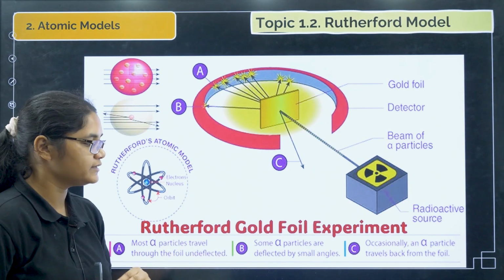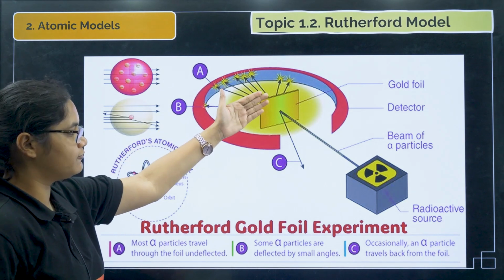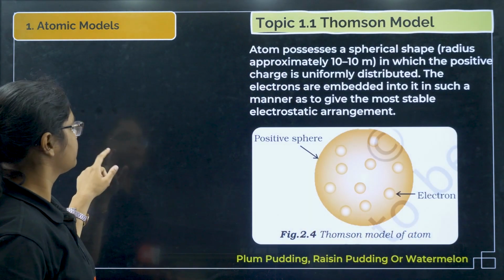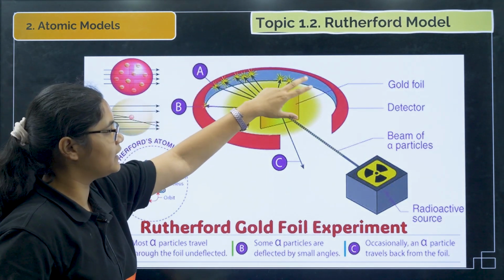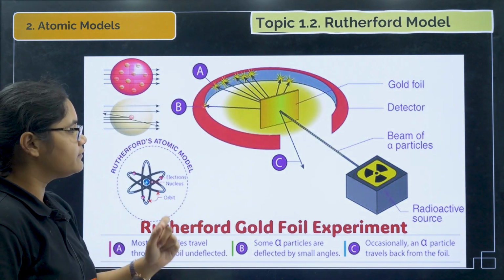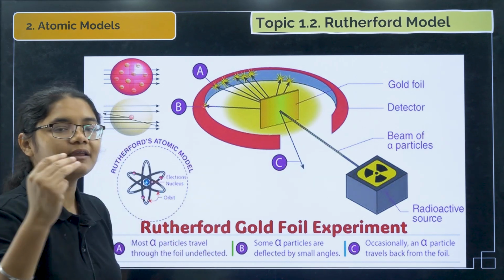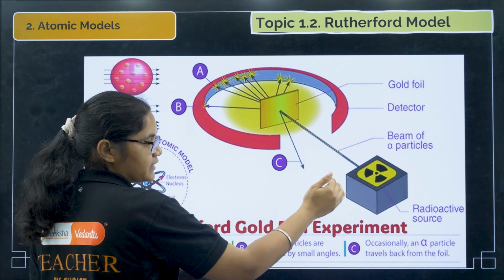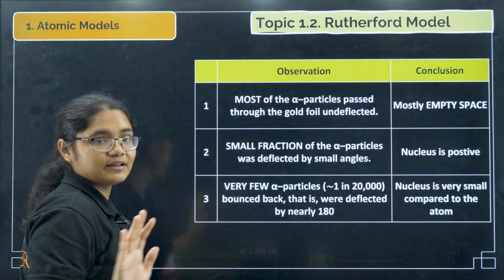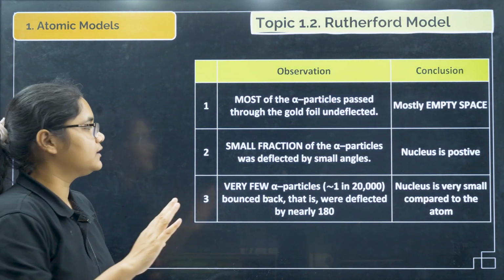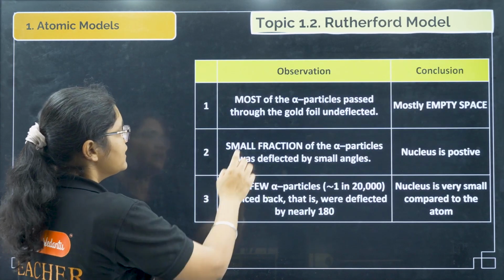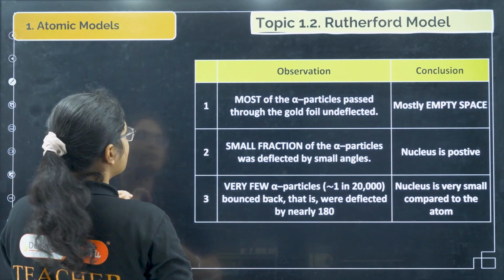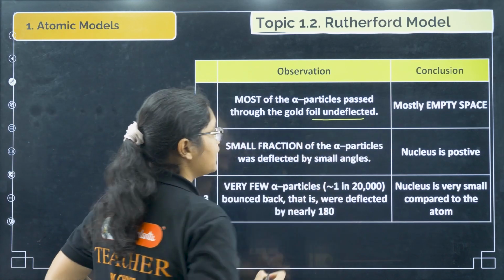Next, coming to Rutherford model, he did an experiment where he took a gold foil and bombarded alpha particles onto this gold foil, and he kept a detector behind the gold foil. Now there were three basic major observations. It was observed that most of the alpha particles passed straight through the gold foil without any deflection.